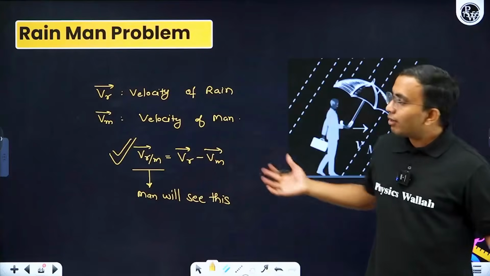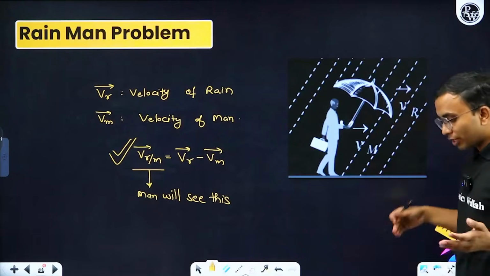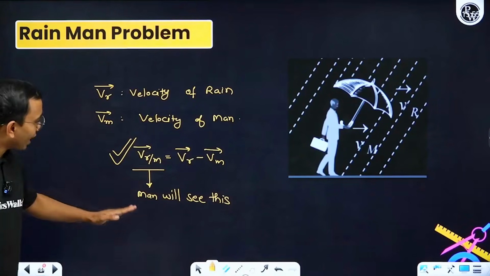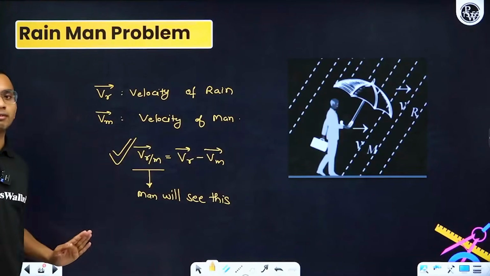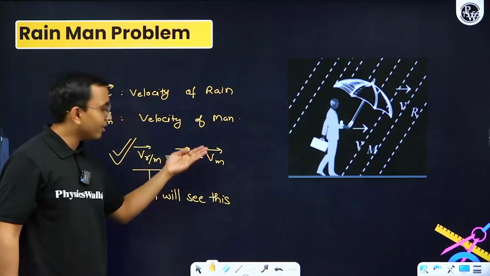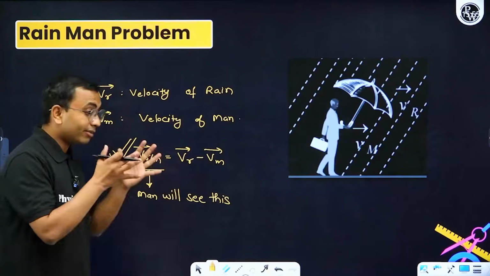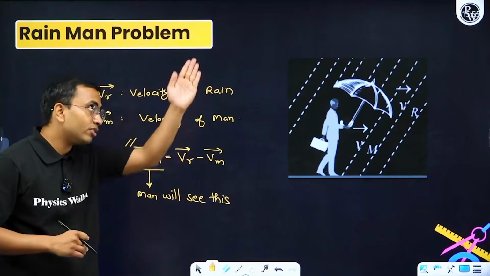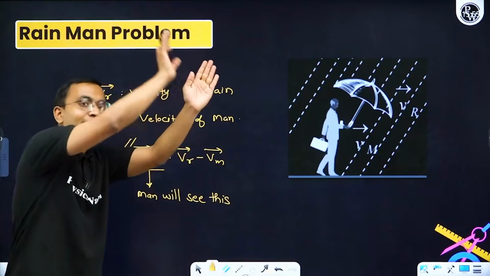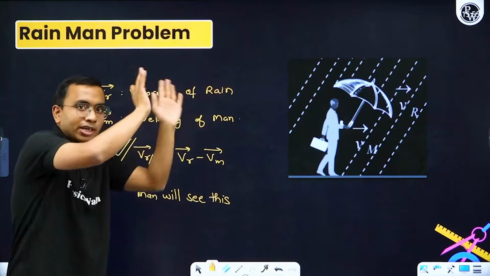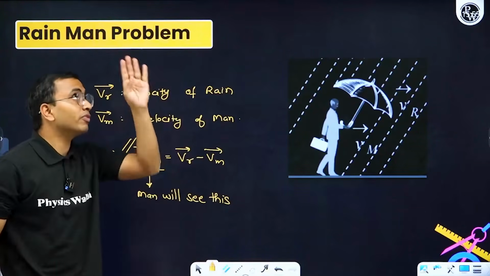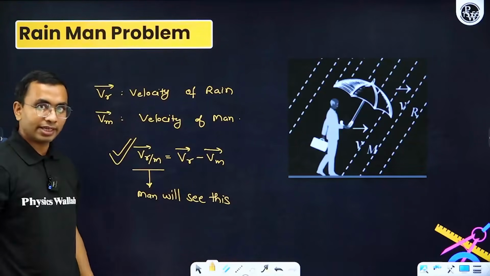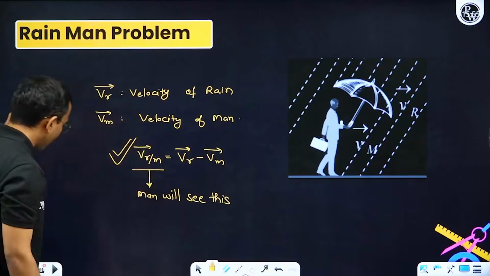Now at whatever angle the rain is coming, or with whatever speed the man is moving, you just find the velocity of rain with respect to man. That is velocity of rain minus velocity of man, and that particular velocity the man will see. Now if he sees the rain coming at 30 degrees, he should bend his umbrella to 30 degrees to protect himself. If he sees the rain coming vertically, he should hold the umbrella vertically to protect himself. Getting it? So this is what he has to do.